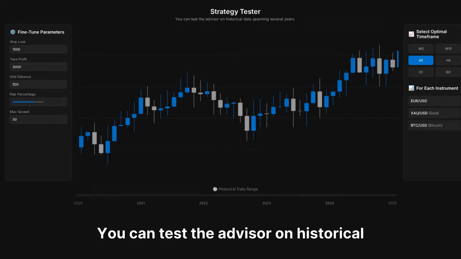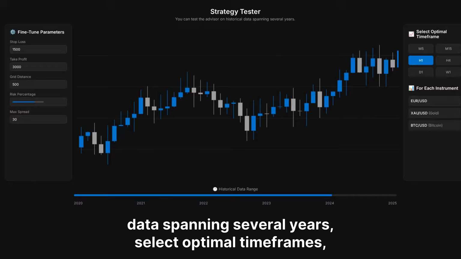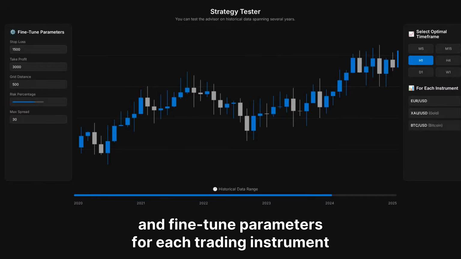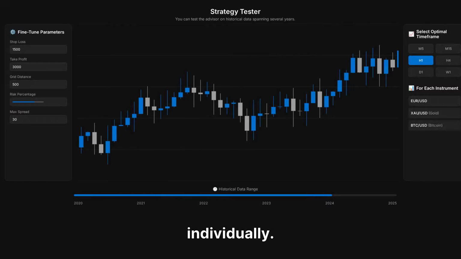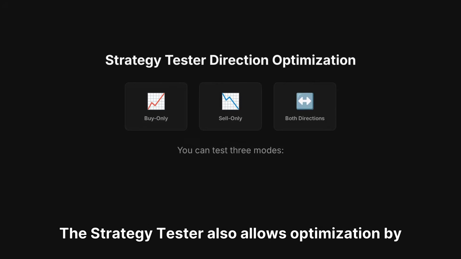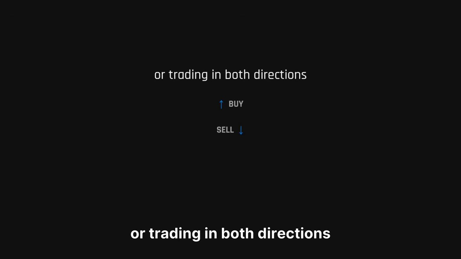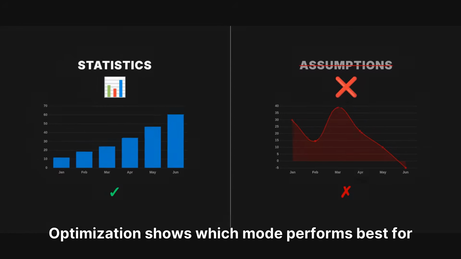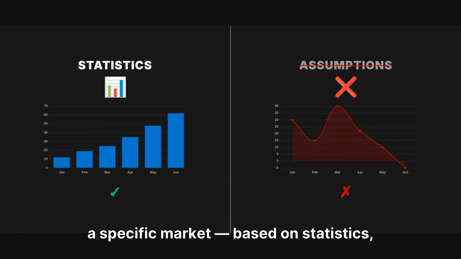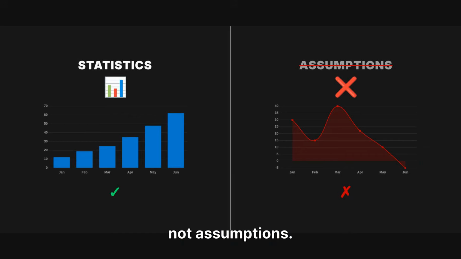You can test the advisor on historical data spanning several years, select optimal timeframes, and fine-tune parameters for each trading instrument individually. The strategy tester also allows optimization by trade direction. You can test 3 modes: buy only, sell only, or trading in both directions. Optimization shows which mode performs best for a specific market, based on statistics, not assumptions.